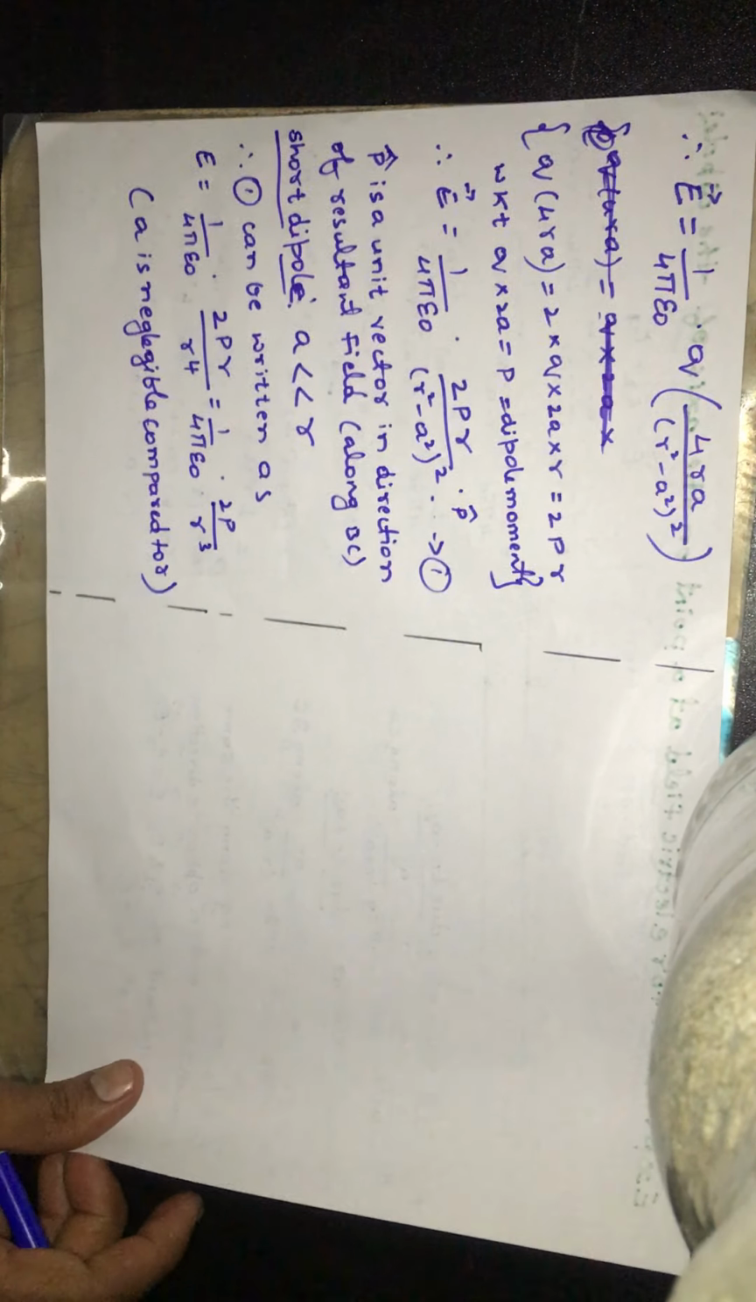So with this we have discussed the case of the resultant electric intensity at a point along the axial line of the dipole, which is also called the end-on position. Now we will consider the next case, the electric intensity due to the dipole at broadside on position.